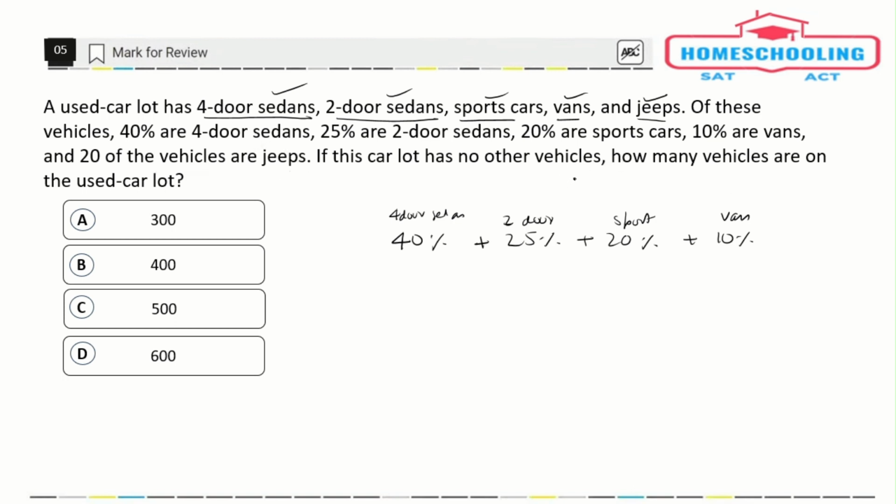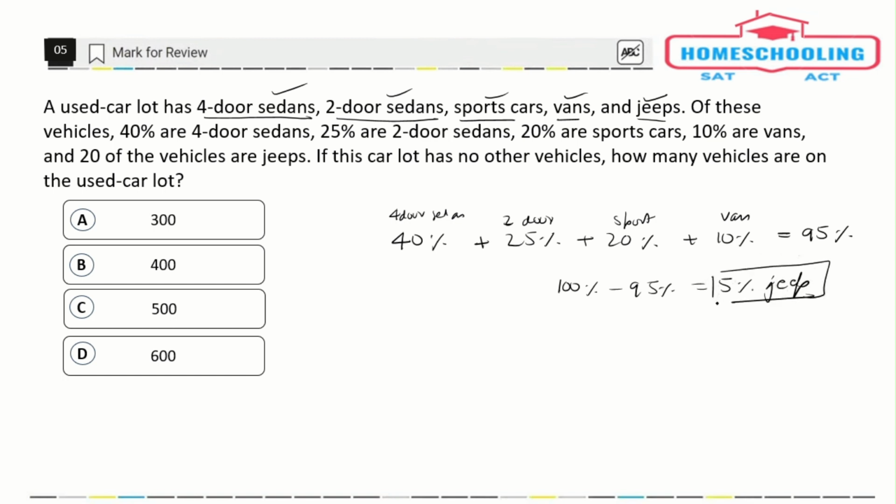So let's add them up. 40% plus 25%, 65. 65 plus 20, 85. 85 plus 10, that is 95. So we already know about 95% of the vehicles. If the total number of vehicles is 100%, then 100 minus 95% would be 5%, and the remaining 5% is Jeep. So 5% are Jeep.